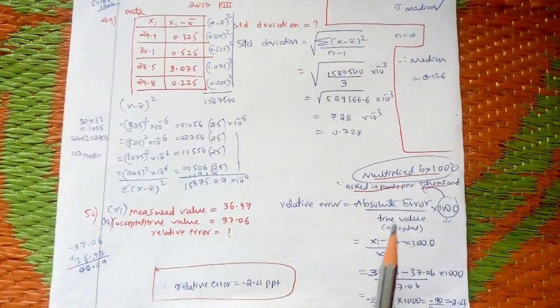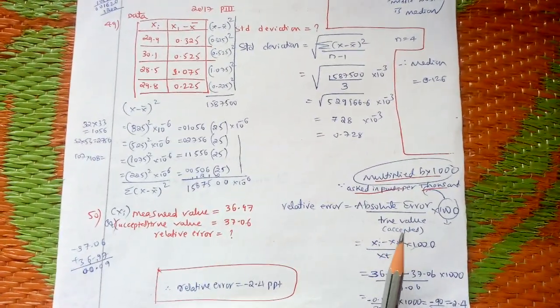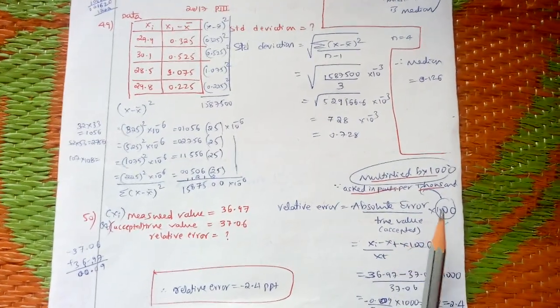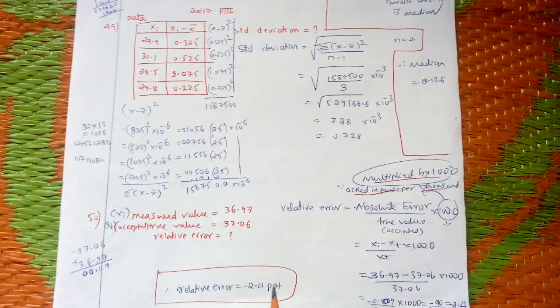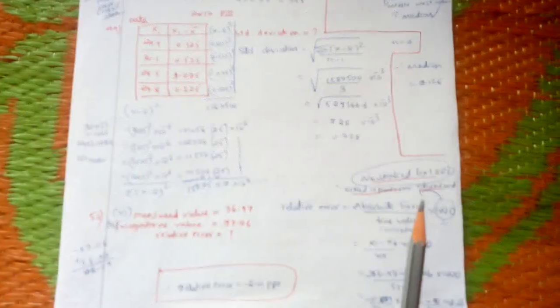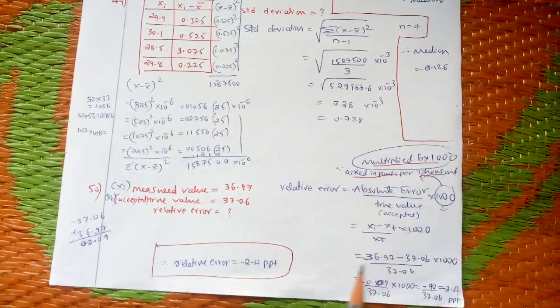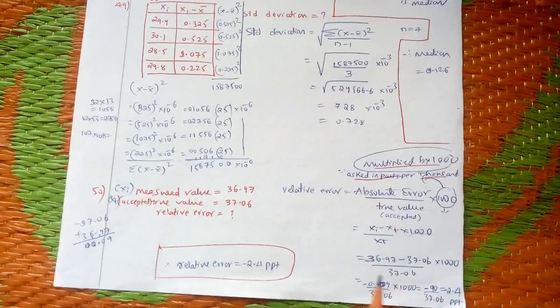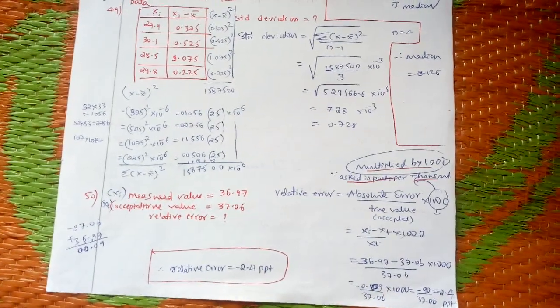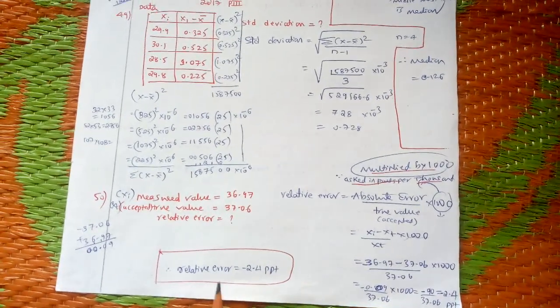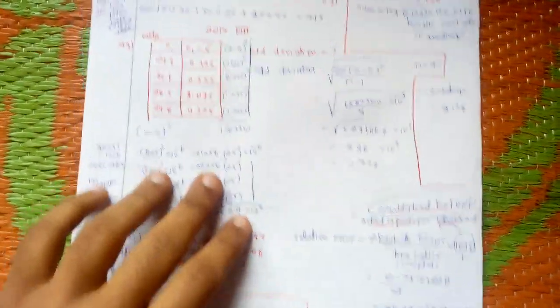Here relative error means absolute error divided by true value. True value is nothing but the accepted value, into 1000, because the options are given in parts per 1000. So (xi minus xt) into 1000, whatever you solve, you will get 2.4 ppt, parts per 1000.